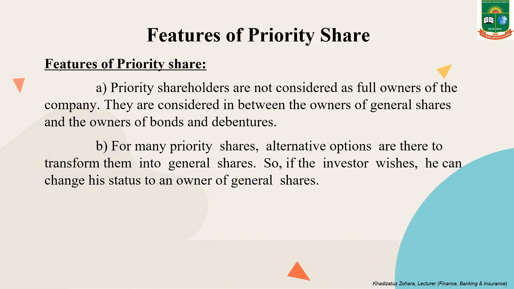Features of priority shares. Priority shareholders are not considered full owners of the company. They are considered in between the owners of general shares and the owners of bonds and debentures. That's why priority shares are called the hybrid type of shares. For many priority shares, alternative options are there to transform them into general shares. So, if the investor wishes, he can change his status to an owner of general shares. This is a very useful characteristic of priority share.